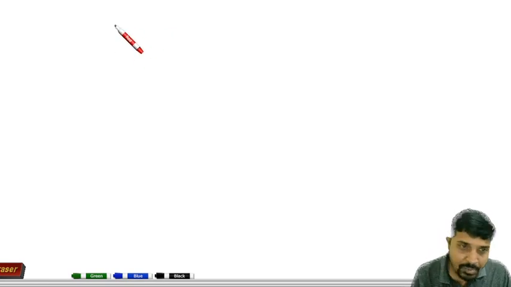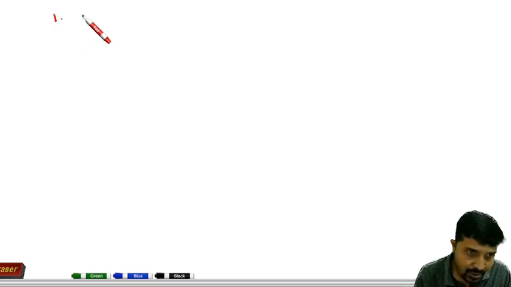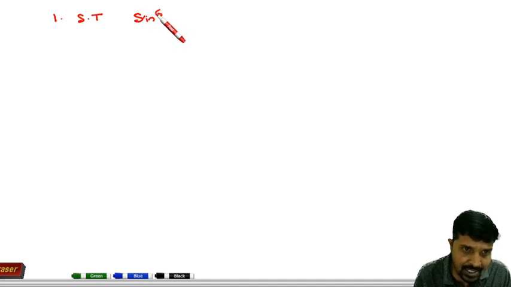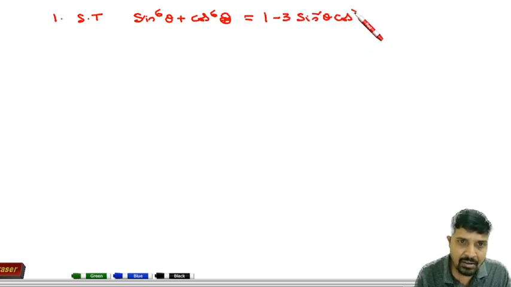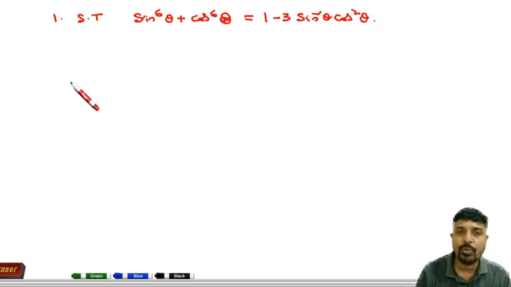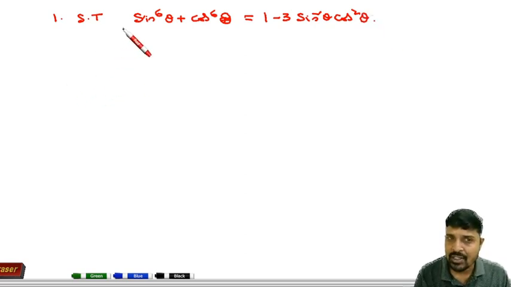So our first problem is problem number 1. Show that sin power 6 theta plus cos power 6 theta is equal to 1 minus 3 sin square theta cos square theta. This is what we have to prove. So just pause the video and go for a try.